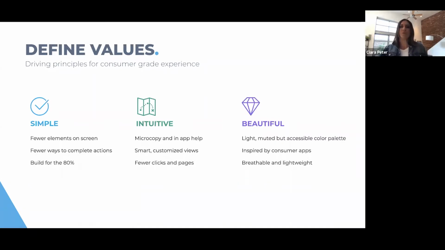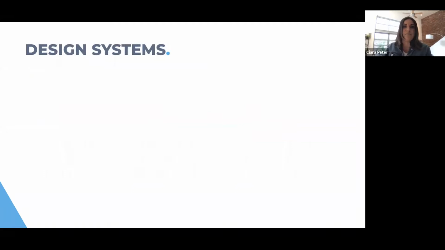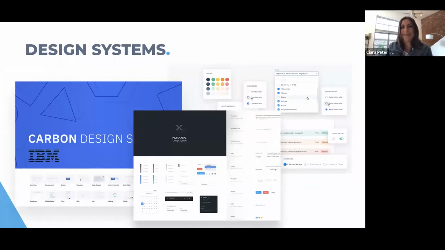And finally, beautiful. Going back to one of the principles earlier, the aesthetic effect is that if something is more beautiful, it's going to be perceived as more usable. And it's not just about opinion, it's that people will have more patience and they'll stick around until they complete the tasks that you need or that they need and they find value. So design system is very important.